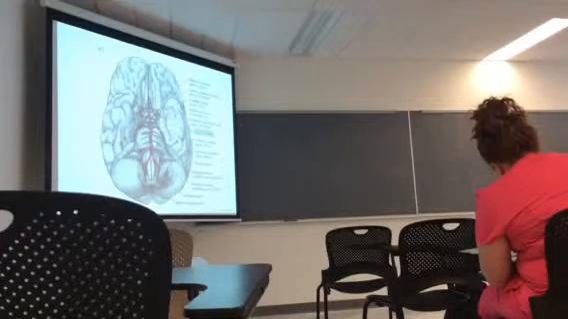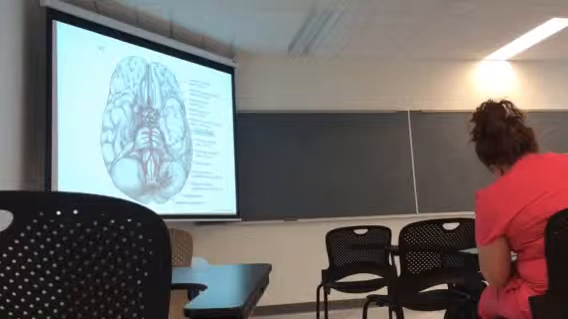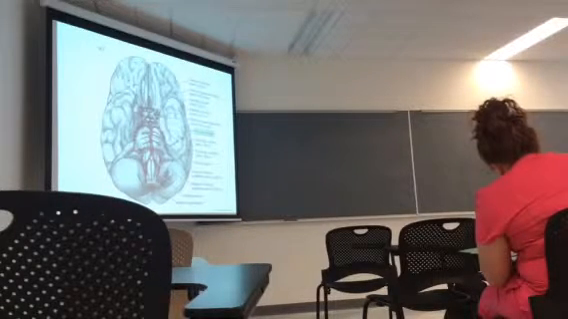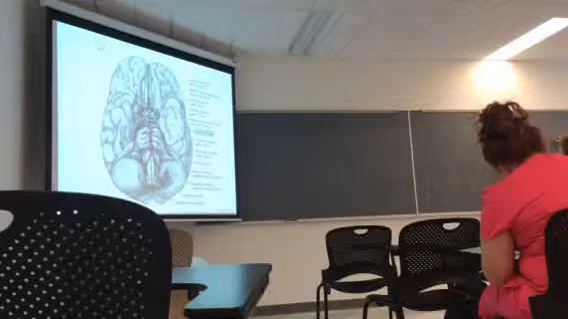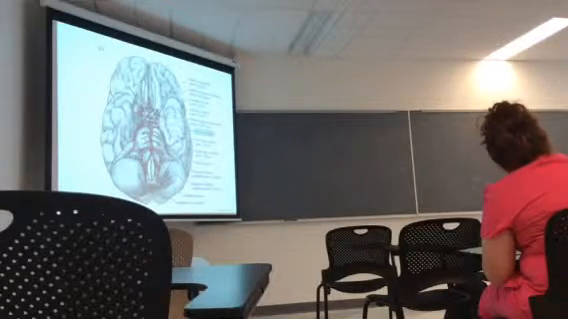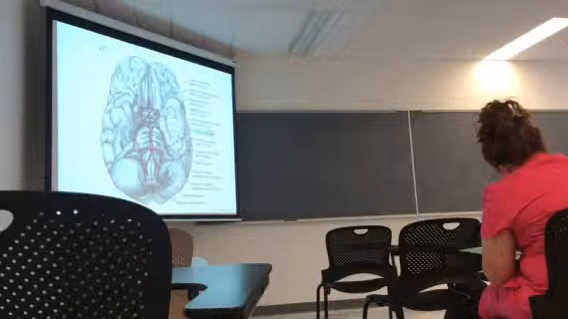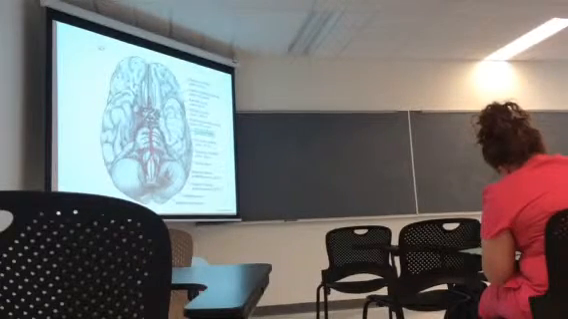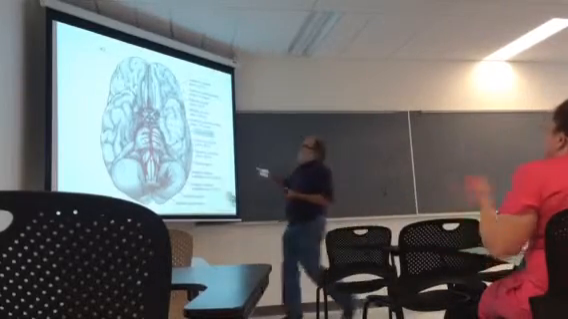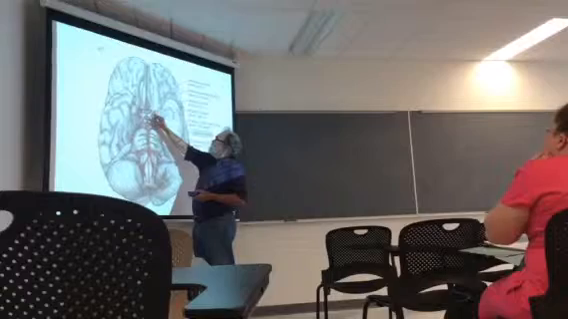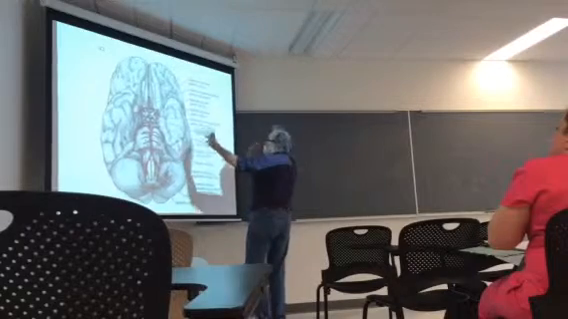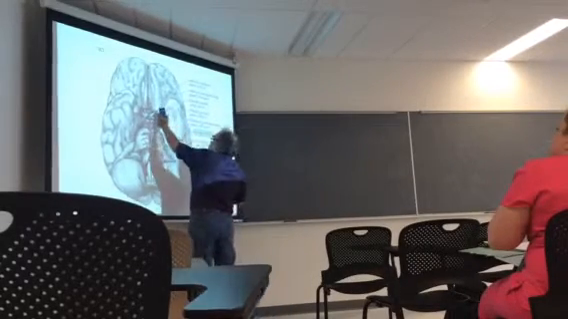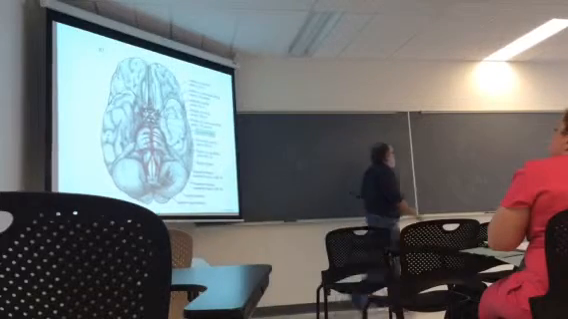So I've just brought that down over here. Okay? Then staying in the circle of Willis, we have the posterior communicating arteries, the left one and the right one. You can see them here. This little green artery, and this little green artery is going to tie in to a big jumble here that's going to tie into the internal carotid.